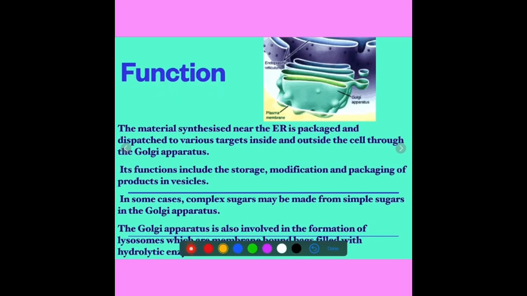Whatever material is synthesized in the Golgi apparatus, it is packed and dispatched to various targets inside the cell and outside the cell through the Golgi apparatus. So what is the function? One of the major functions is storage, then modification. It means it can change the proteins or the lipids, then packaging of the product in small bags called vesicles.